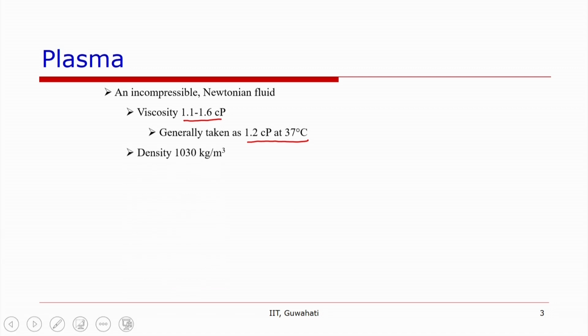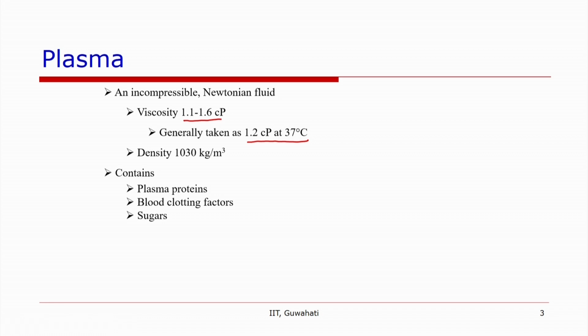The density of plasma is about 1030 kg per meter cube, which is the same as that of water, and plasma, apart from water, contains different kinds of molecules: plasma proteins, different blood clotting factors, from blood clotting factor 1, 2, 3, 4 and so on, and sugars, lipids, vitamins, hormones, enzymes, antibodies.